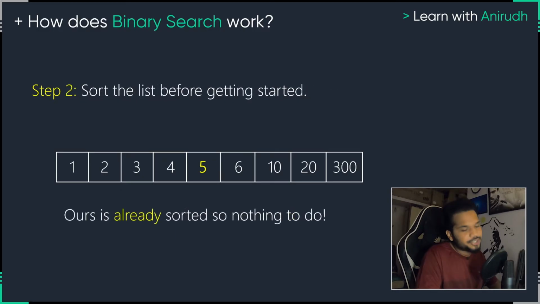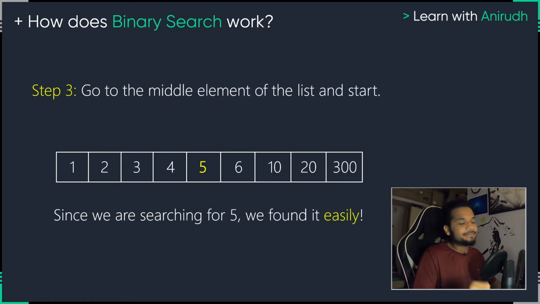Step number 2 is to make sure that your list is sorted, and then only you can get started. So in our case, I've already sorted the list for you. So there is nothing that you have to worry about. Correct? Fantastic. What is step number 3? Step number 3 is for us to go to the middle of the list and start the comparison. We're going to be splitting the list into a couple of small chunks. And in this case, I want to head to the middle element. The interesting point here is that as soon as I go to the middle element, this itself is the middle element of the entire list.